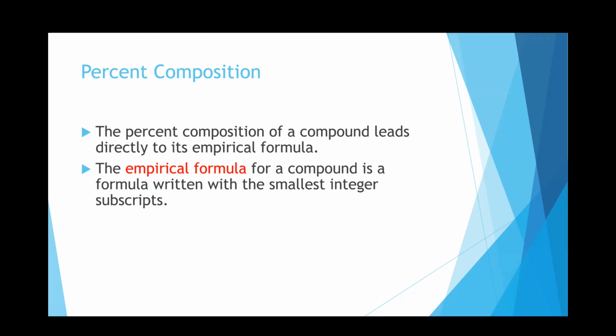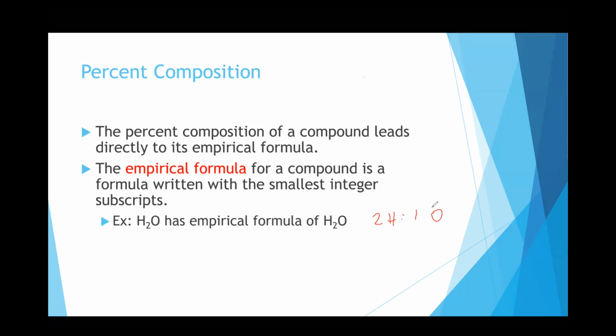So for example, I think I did list some examples. H2O. H2O has the empirical formula H2O. It's the simplest formula because it's a 2-to-1 ratio. Let me see if I could write. Okay. It's a 2 hydrogen to 1 oxygen ratio. There's no way we could simplify it anymore. So that is the empirical formula.